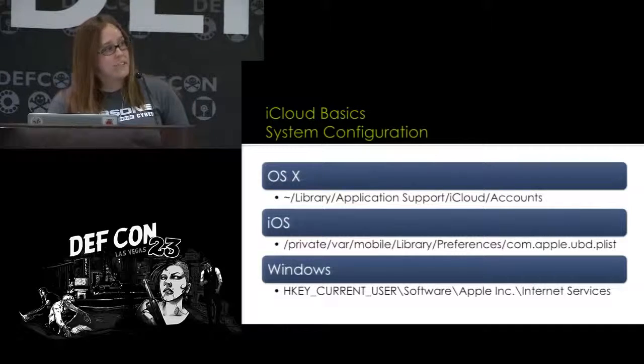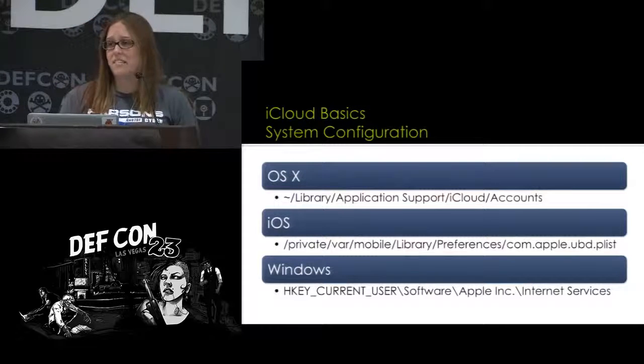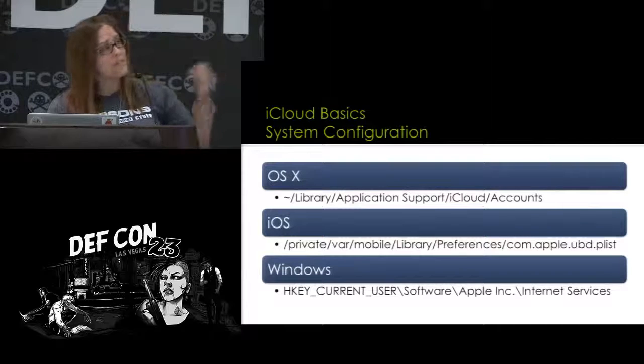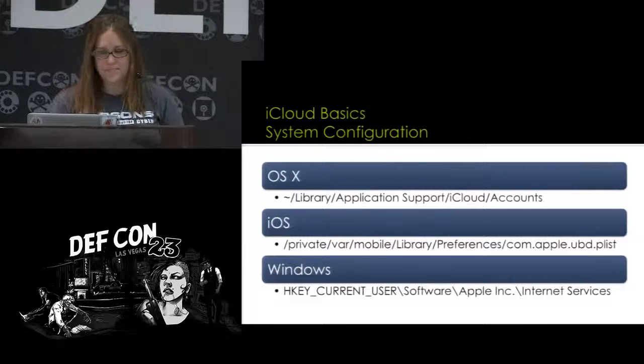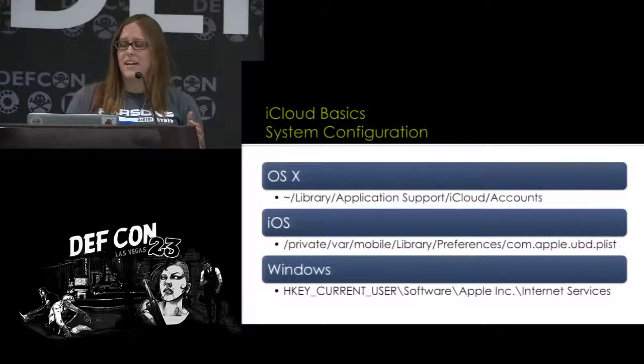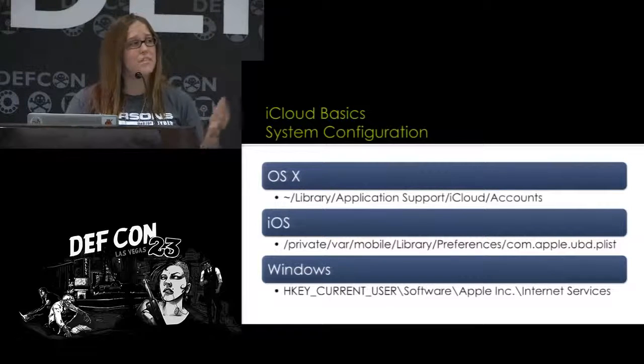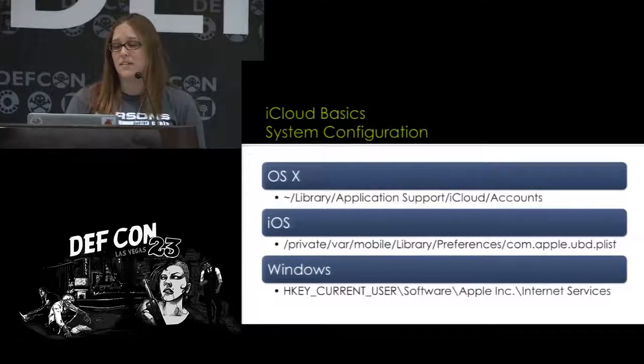So, some configuration. This is how you check a system real quickly to see if it has iCloud enabled or not. There are a couple of different data paths on OS X and iOS, as well as a registry key on Windows. There's a lot of different files, file paths and different locations on the file system you could check, but these are the quick and dirty places.